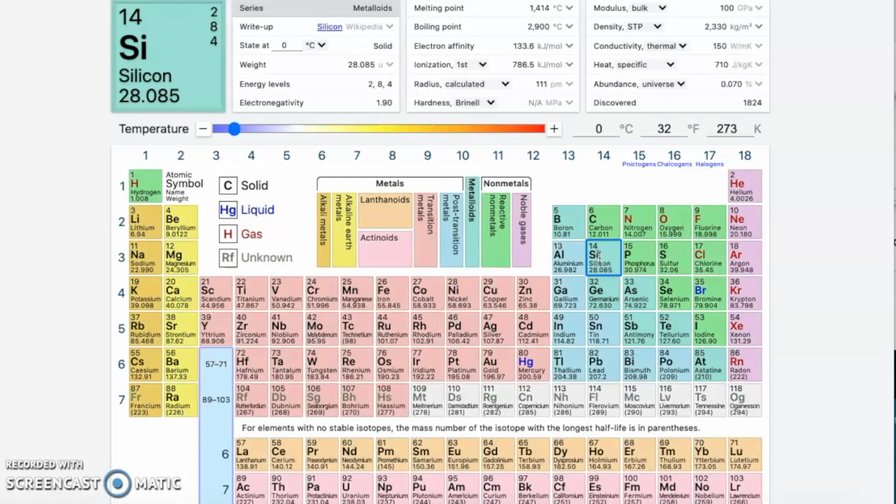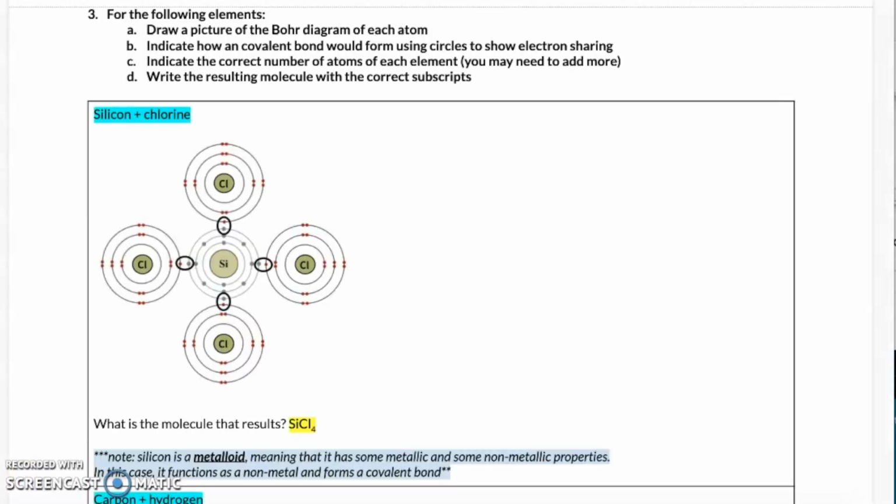Metalloids can act like metals or nonmetals. And so in this case, silicon, being a metalloid, is going to act like a non-metallic substance. So it's functioning as a nonmetal. That's why we're seeing this sharing, this covalent bonding.